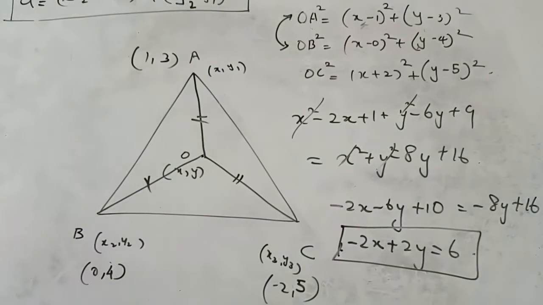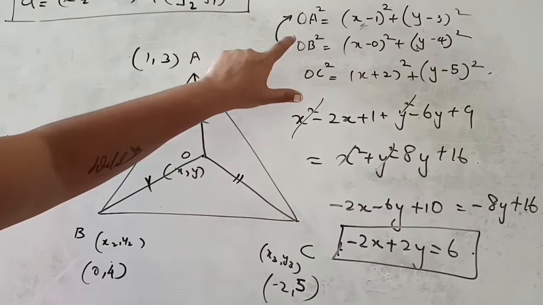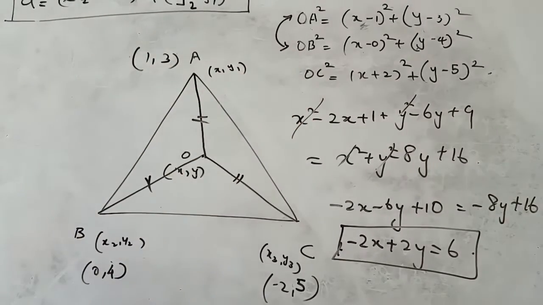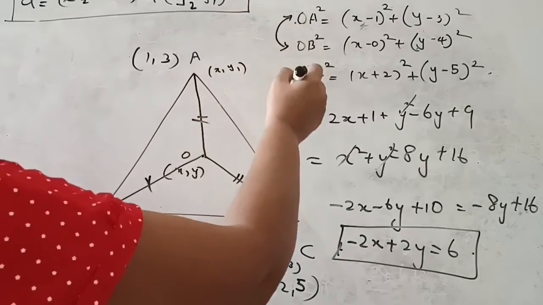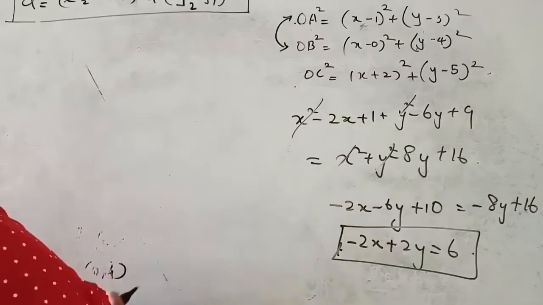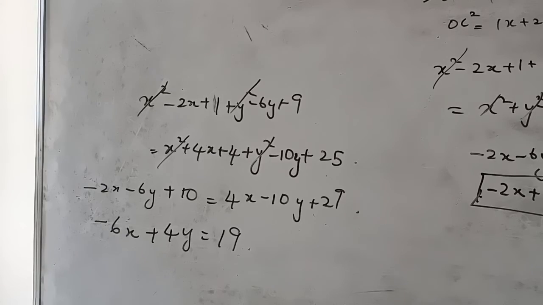Now, you know that I have got one linear equation in two variables. In order to get a consistent answer, I need one more linear equation. So, in order to get that linear equation, I am going to equate OA square and OC square. You are free to equate OB square and OC square also. So, let me equate OA square and OC square and let us see what we are getting. Now I have equated OA square and OC square and I have gotten the linear equation minus 6x plus 4y is equal to 19.